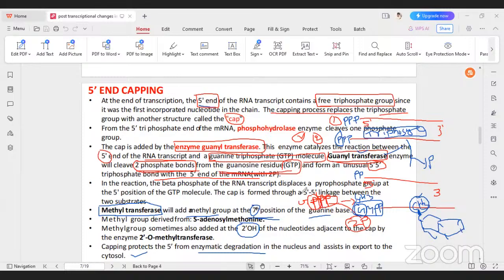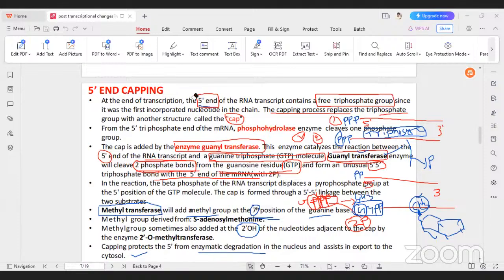What happens if the mRNA degrades? If there is no mRNA, there is no translation, no protein formation. To protect the mRNA strand, the 5' cap is required. Is it clear?